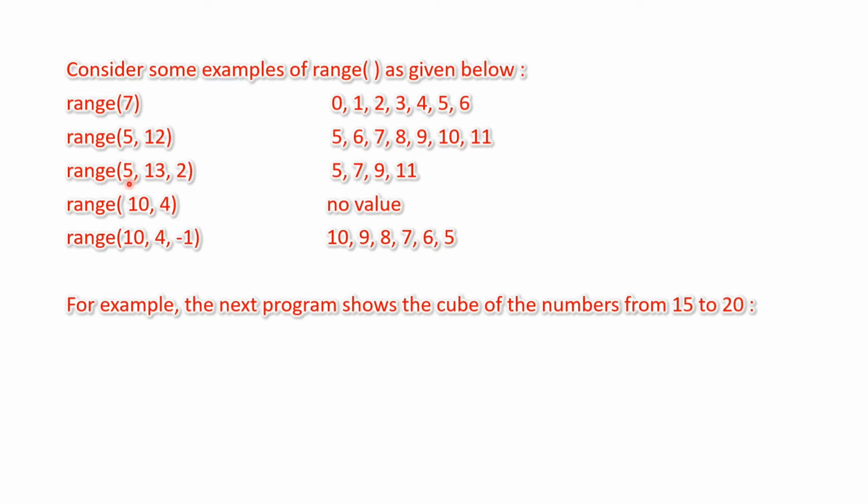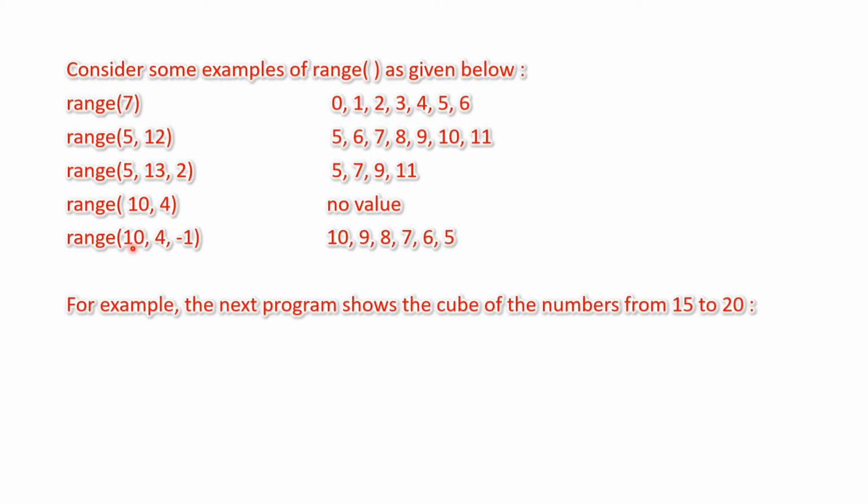Here you are having again 5 to 13 minus 1, meaning 5 to 12, but every time 5 is increased by 2 because here the step is given 2. So when you are increasing by 2 after 11, 12 will not come. Here in the range you can see the start value is greater than the stop value and step is not negative, that's why it is not giving any output.